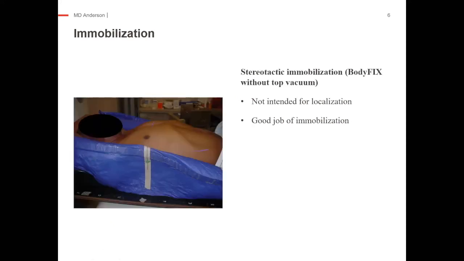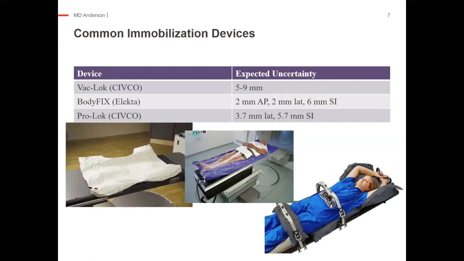For stereotactic immobilization, here's a BodyFix bag or a long SBRT bag. It's not intended for localization itself, but it does a good job of immobilizing the patient. So he's not able to rotate or move quite as much as with a traditional Back Lock. Each immobilization device has an expected uncertainty. You see, this is a Back Lock, 5 to 9 millimeters, as we said. BodyFix that has the top vacuum on it has a reduced setup uncertainty, as well as ProLock with abdominal compression.